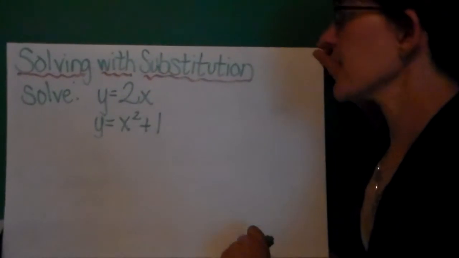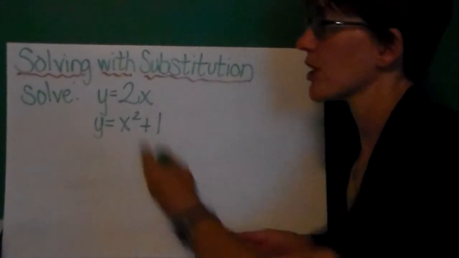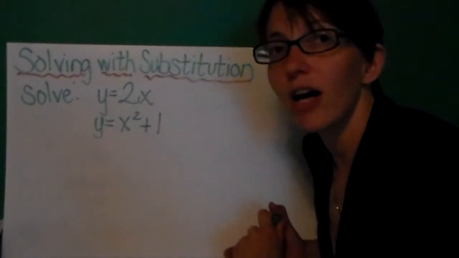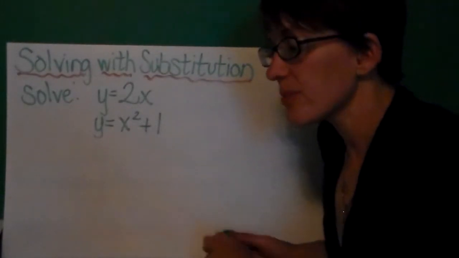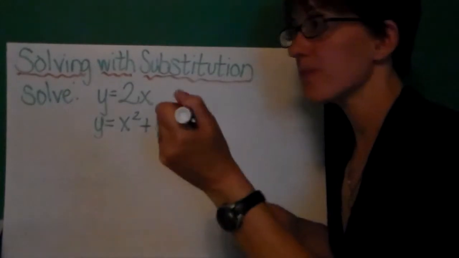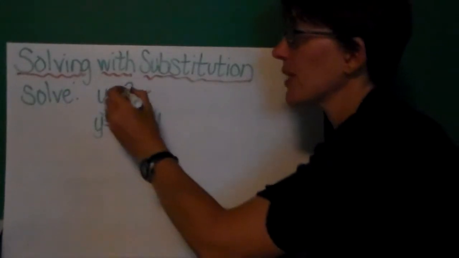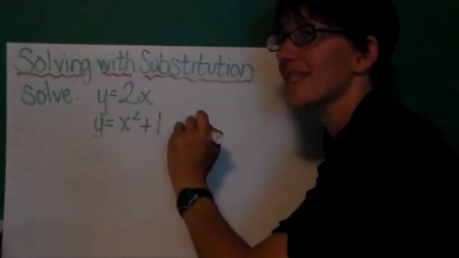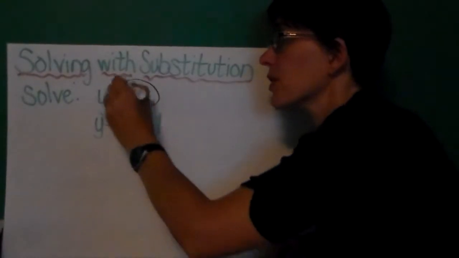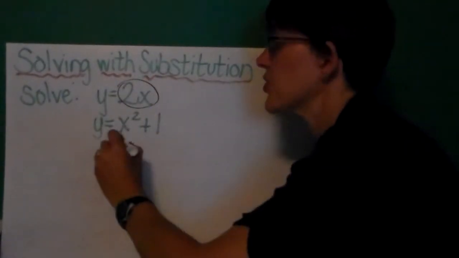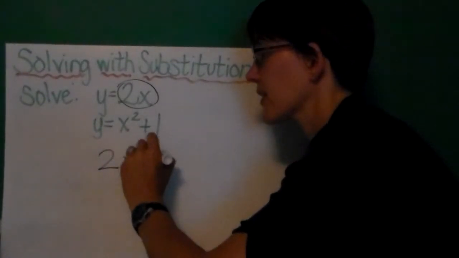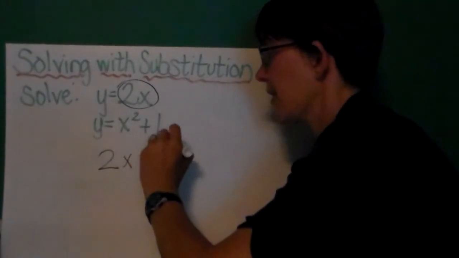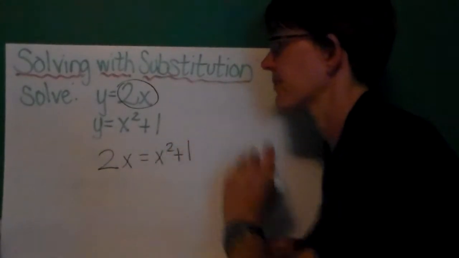So here I'm going to solve this system with substitution. You'll notice that both of my equations have been solved for y already. This makes it especially easy to substitute. I'm going to replace the y in my second equation with this 2x. So replacing y with 2x, I'll get 2x equals x squared plus 1.